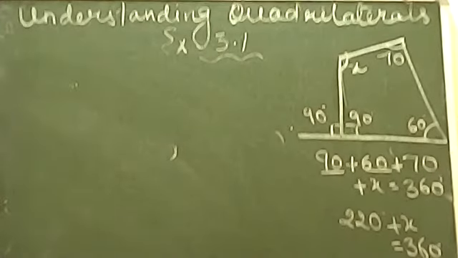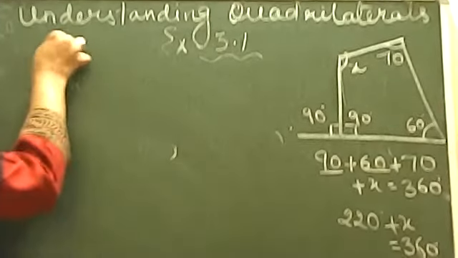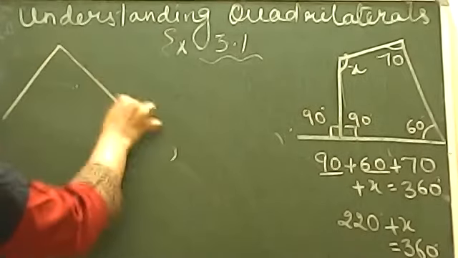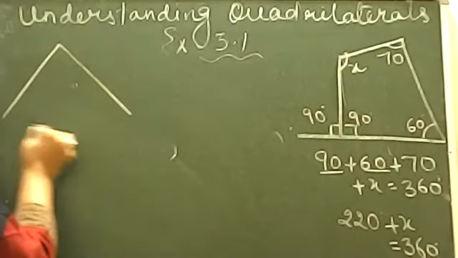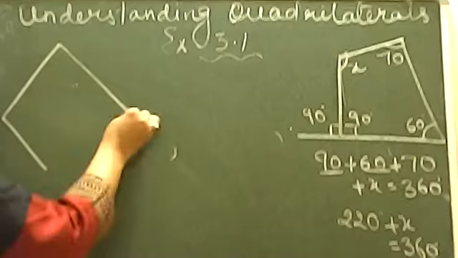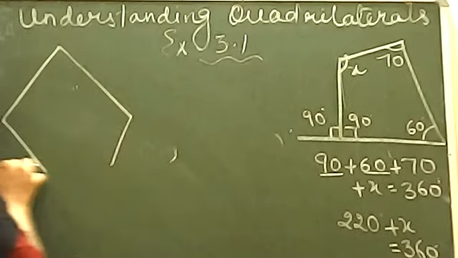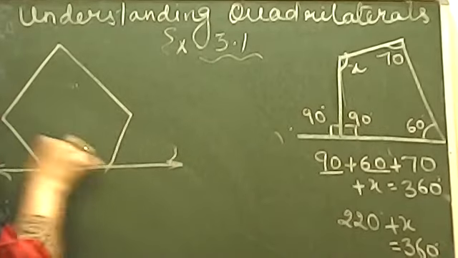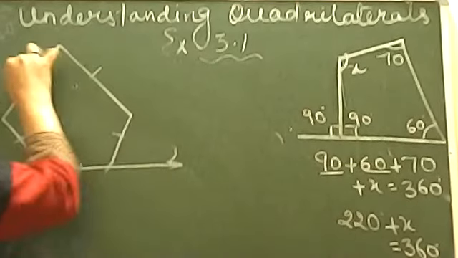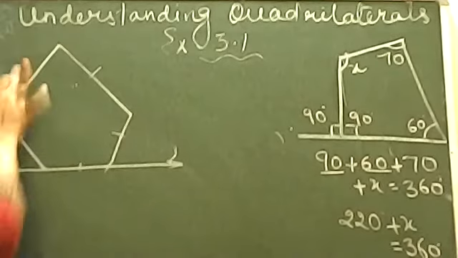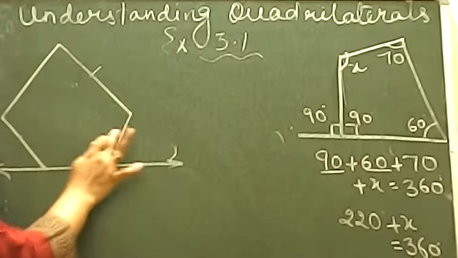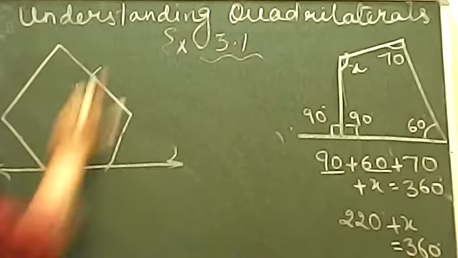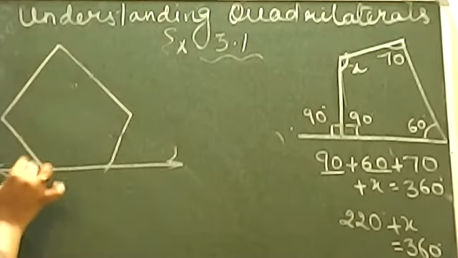Now look at here. The figure is looking like this. 1, 2, 3, 4, and this is 5. Now look at here. 1 side, 2 side, 3 side, 4 side, 5 side. It means this is not a quadrilateral. This is the figure which has 5 sides. How will you do this now?